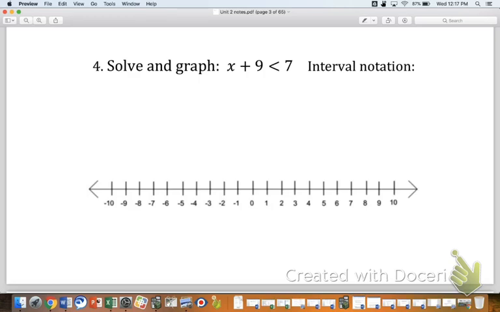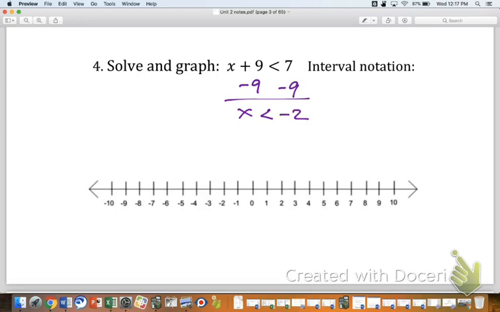But we follow many of the same rules. We still want to get the x by itself. So what would you guys say? Clearly there's a plus 9 with the x, so we subtract 9. That's right. So I'm going to go minus 9 from both sides. This gives me x is less than negative 2.